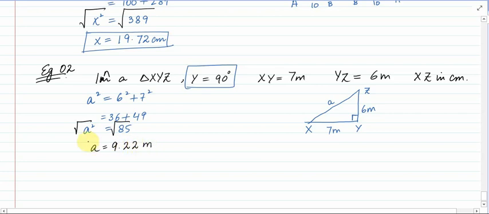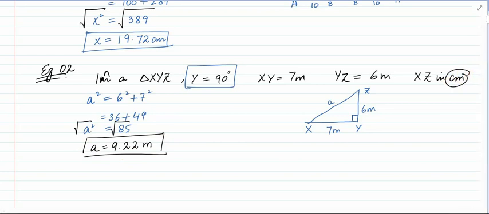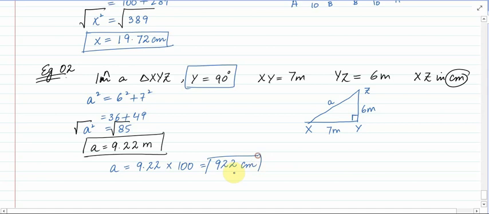Now root on both sides, so a is equal to 9.22 meters, right? But the question says give your answer in centimeter. In order to convert meter into centimeter, you need to multiply by 100. So a is equal to 9.22 multiplied by 100, which is 922 centimeters. So if it is mentioned in the question that you need to convert your answer, you need to do it, otherwise there will be a deduction of 1 mark, right?